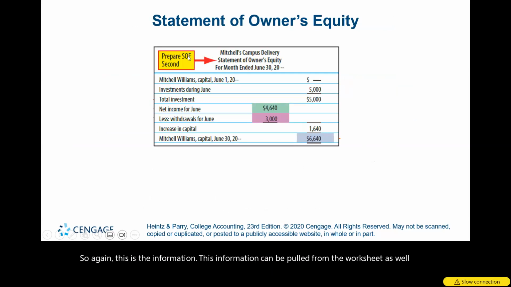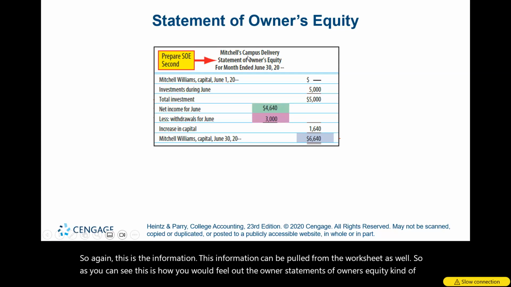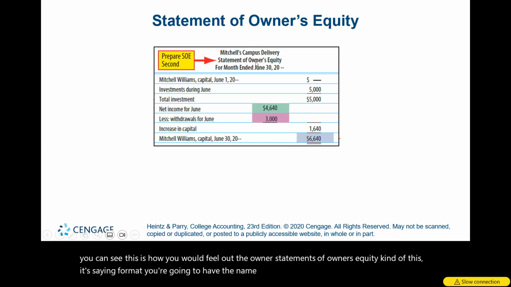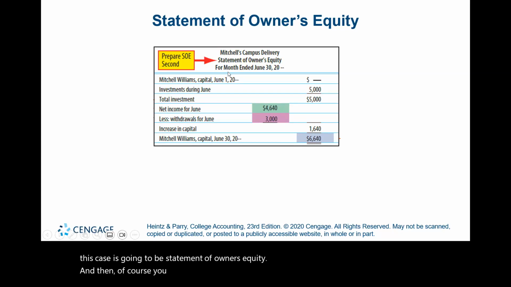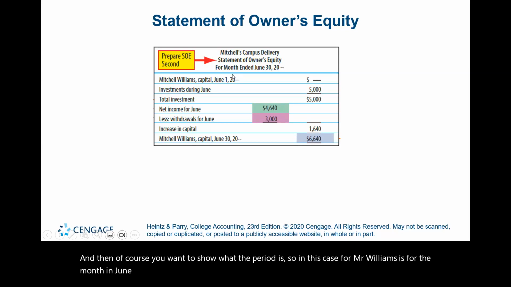So as you can see, this is how you would fill out the statement of owner's equity. Kind of this same format. You're going to have the name of your business, the name of the statement. In this case, it's going to be statement of owner's equity. And then, of course, you're going to show what the period is. So in this case, for Mitchell Williams, it is for the month ended June 30th and whatever that year is. Same format you're going to follow.